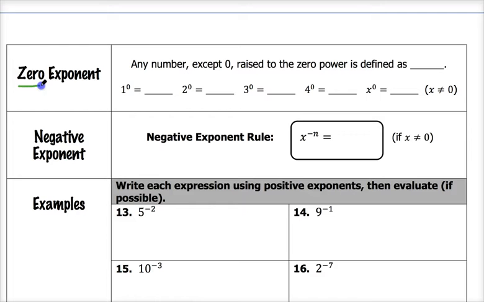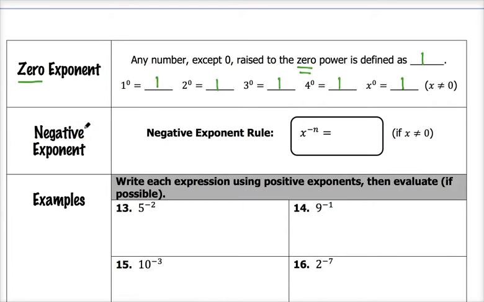And so this property just says that any number except for 0 raised to the 0 power is equal to 1. Okay, so if I were to take 1 to the 0 power, that would be equal to the number 1. 2 to the 0 power is also equal to 1. 3 to the 0 is 1, 4 to the 0 is 1, x to the 0 power, assuming that x itself is not 0, is equal to 1. Okay, so that's the first property I want you to know. Anything to the 0 power is equal to 1.